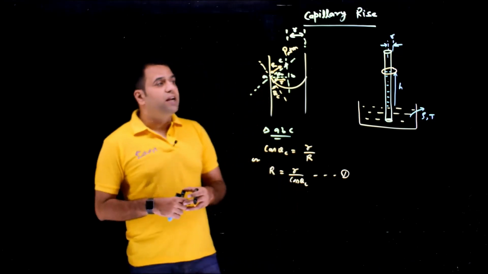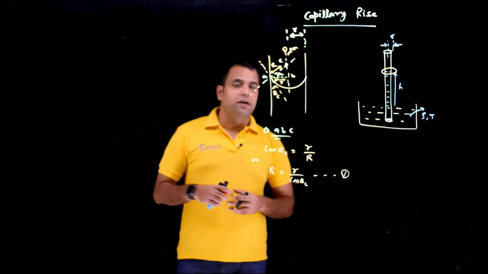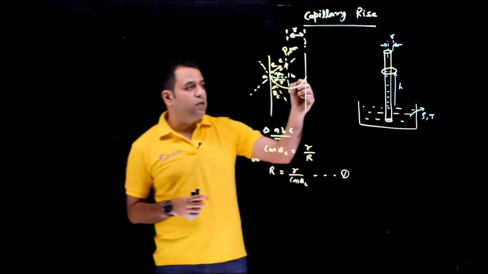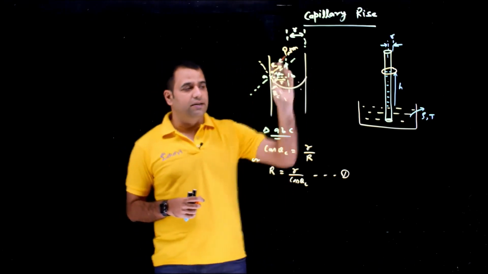Now we have a relationship between the inside pressure and outside pressure, and you see there is only a single surface, with liquid on one side and air on the other, nothing else.